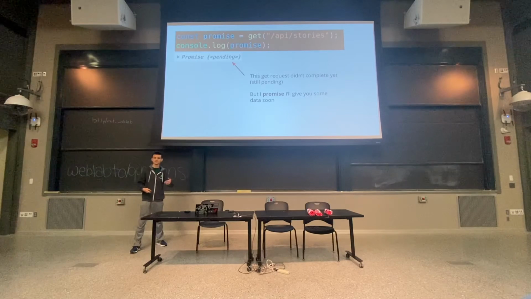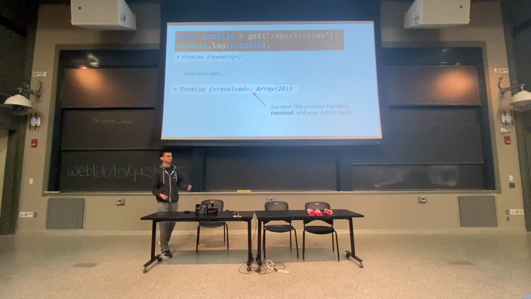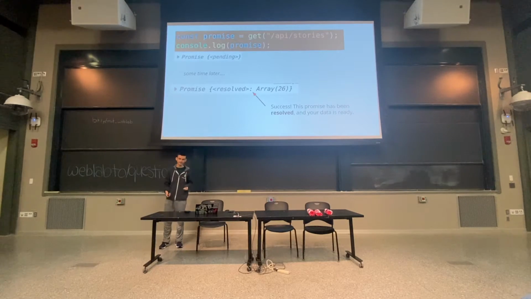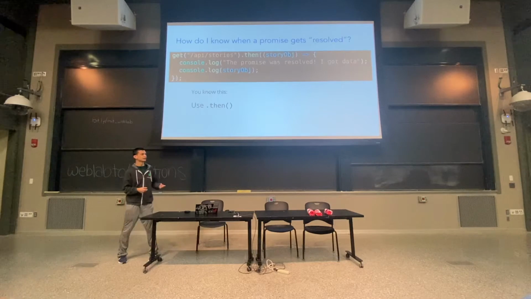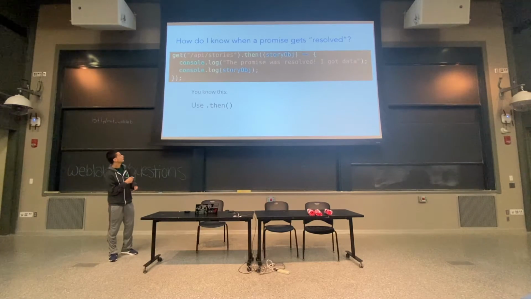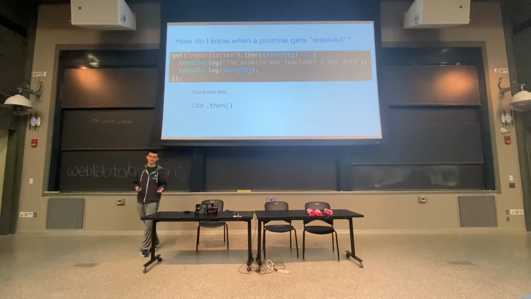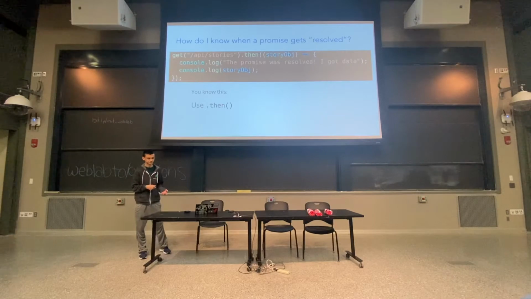But if you waited some seconds and printed it out again, then it would say your promise is resolved, and I have your data. How do you know when a promise is resolved? We know this, you use .then. So .then is a function that gets called when a promise is resolved. So we send this GET request, eventually it'll work, and then it'll run this inside callback function.